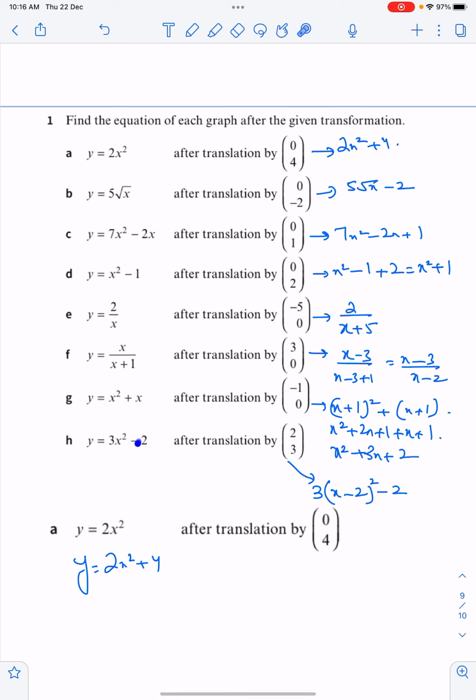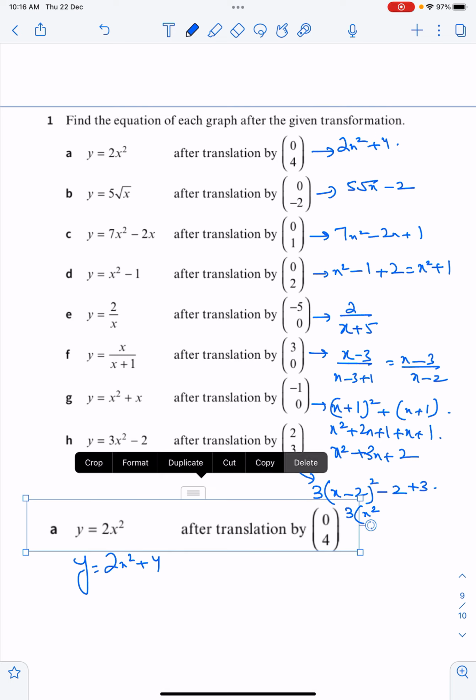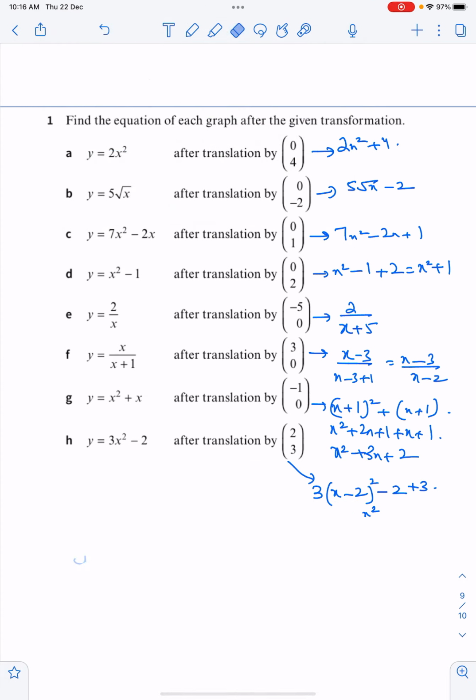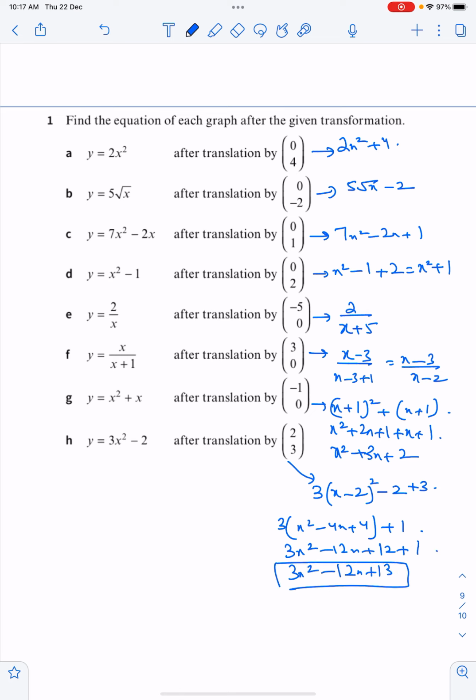Minus 2, I am copying because there is a negative 2 here, and then the whole graph vertically has to move up by 3 units. So I am going to write a positive 3 here. So the final answer is going to be 3 times (x squared minus 4x plus 4) plus 1. 3x squared minus 12x plus 12 plus 1. So 3x squared minus 12x plus 13. This is the final answer.